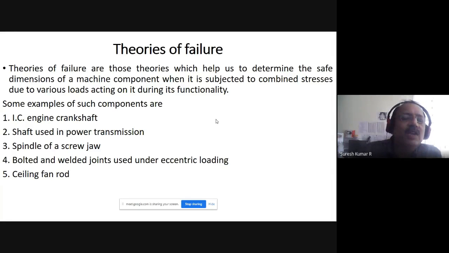So generally, in failure by yielding, the material may have to be replaced just because it has lost its functionality, not that it has broken into pieces. Whereas brittle materials don't yield, but they undergo fracture failure, and they break into pieces which we need to replace. Some of the examples show why exactly we need these theories of failure.